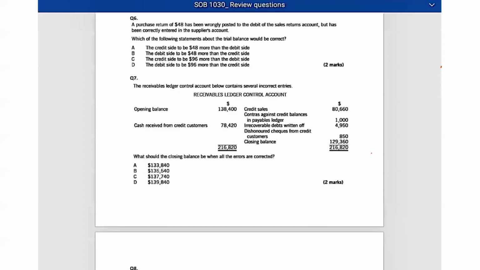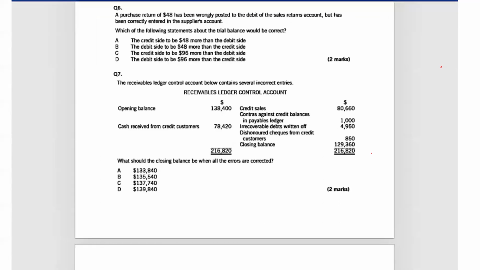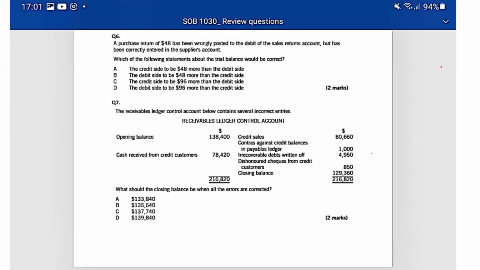A part to the debit of the sales returns account, but has been correctly entered in the supplier's account. Which of the following statements about the trial balance would be correct?